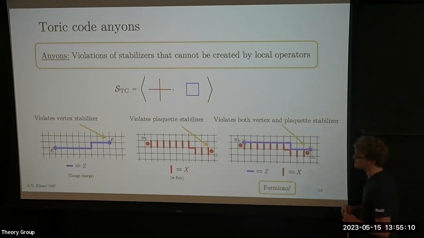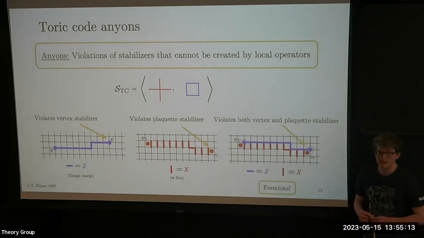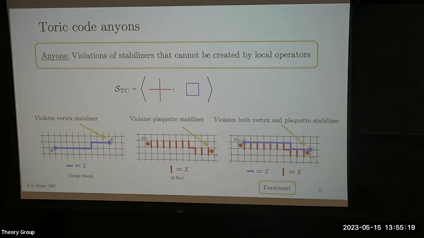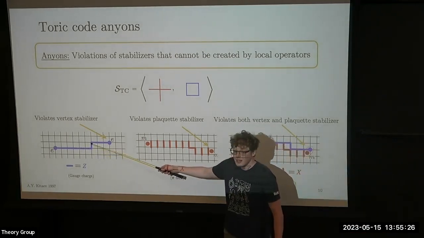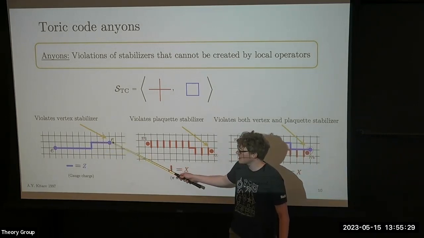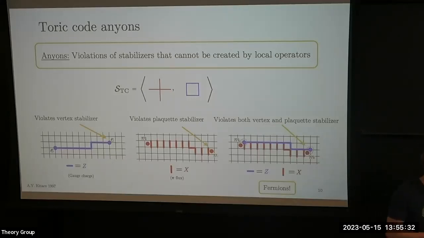The first corresponds to a violation of a vertex stabilizer. These are created by a string of Pauli Z operators, a product of Pauli Z operators along the string. This string operator commutes with all the stabilizer generators along its length and only fails to commute with the vertex stabilizers at the endpoints. We refer to these anyons as the E anyons. This is a reference to the fact that the underlying topological order is that of a deconfined Z2 gauge theory, and these are like the electric charges. The other type of anyon that I'd like to point out is the M anyon. This corresponds to a violation of the plaquette stabilizers, and it's created by a product of Pauli X operators along a path in the dual lattice.